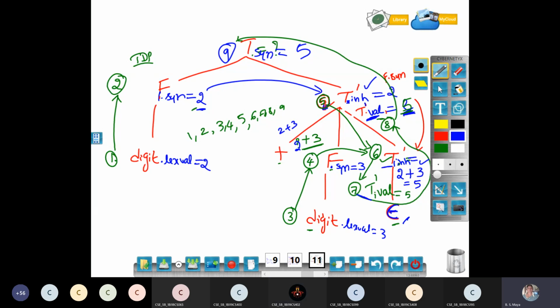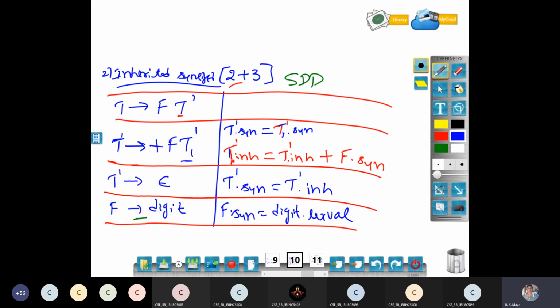This 7 to 8 I am copying. The 7 formula is T1 dot of val. T1 dot of val should be copied onto T dash of sync. It is val that is written here, right? Yes, ma'am. Yes, T dot of val is equal to T1 dot of val.